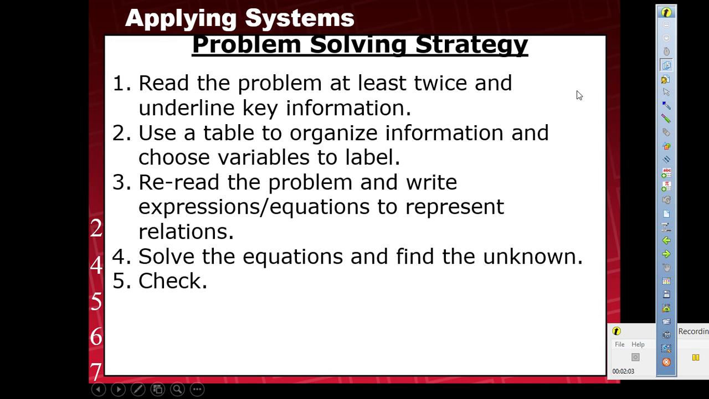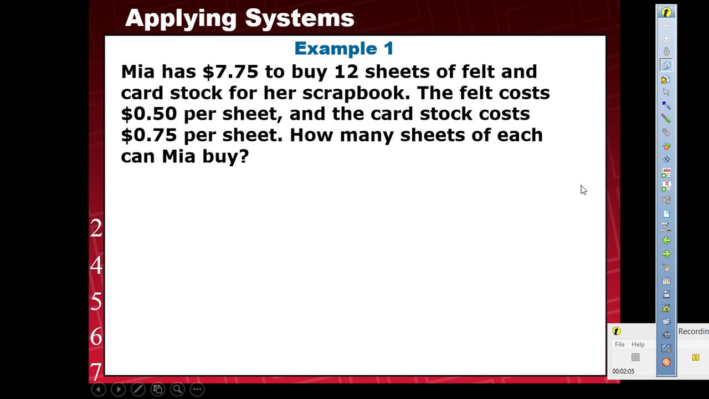So to get us started, we're going to start with a word problem, and it says, example 1. Mia has $7.75 to buy 12 sheets of felt and cardstock for her scrapbook. The felt costs 50 cents per sheet, and the cardstock costs 75 cents per sheet. How many sheets of each can Mia buy?